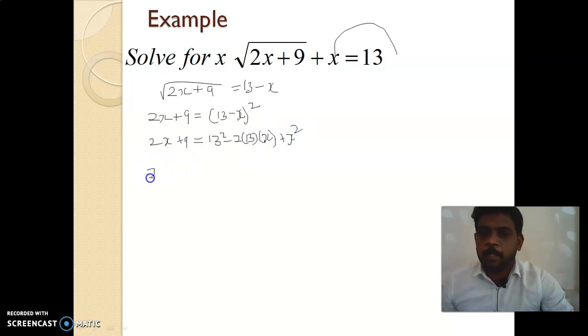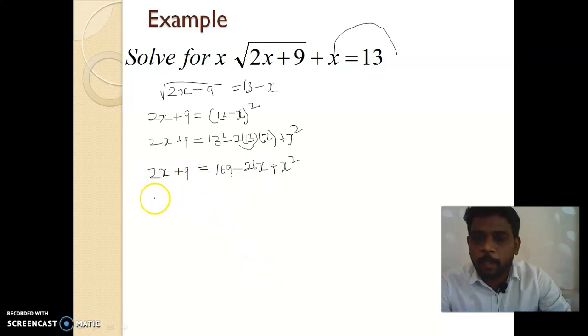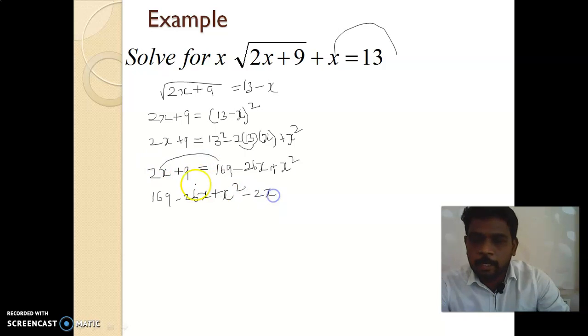Now simplify this. So 2x plus 9 equal to 13 square, 169, and minus, when you multiply these two, 26x plus x square. Now just transpose 2x and 9 to the right hand side, so it will become 169 minus 26x plus x square. Transposing these two terms to the right hand side, it will become minus 2x, and this 9 will become minus 9 equal to 0.